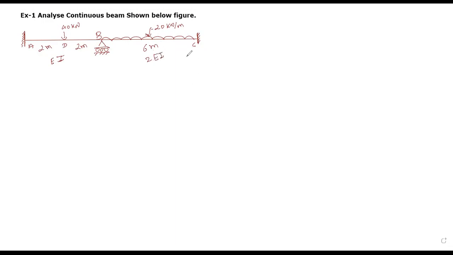Right? So now, to analyze any continuous beam by using the slope deflection method, first of all we need to calculate the fixed end moments. Clear? So first of all, we will calculate fixed end moments. So I am writing here step number 1: calculation of fixed end moments.